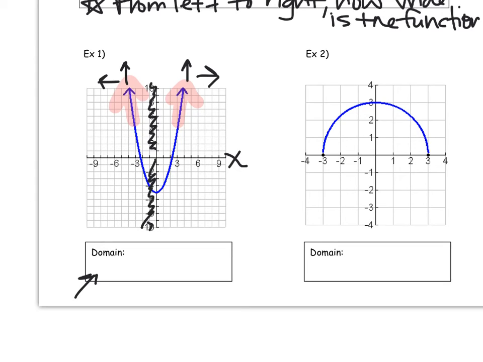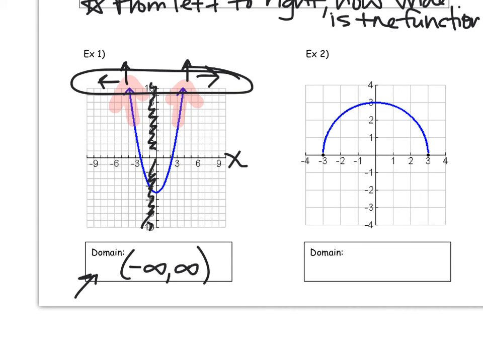Now remember, we are only focused on our x values. And our x values are left and right on the x-axis. So since this graph is going to the left forever and to the right forever, it really means that our domain goes to the left forever and to the right forever. Anytime you see arrows on both ends of the graph, your domain is always going to look like negative infinity to infinity.